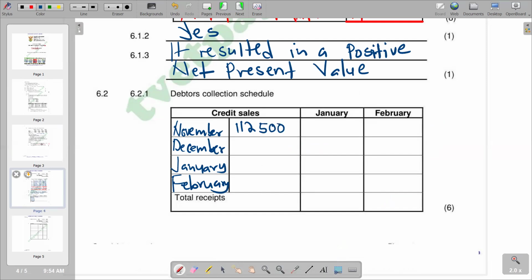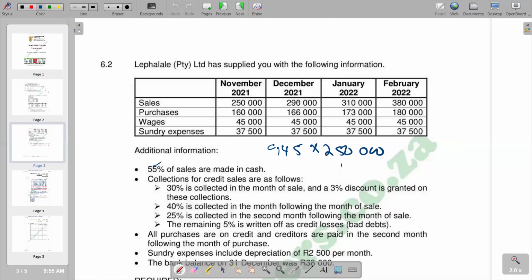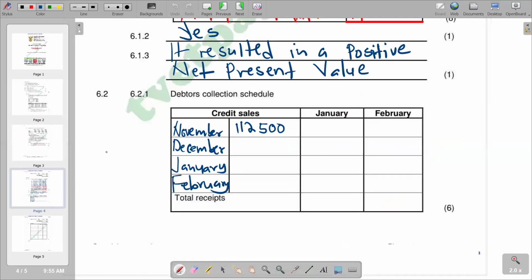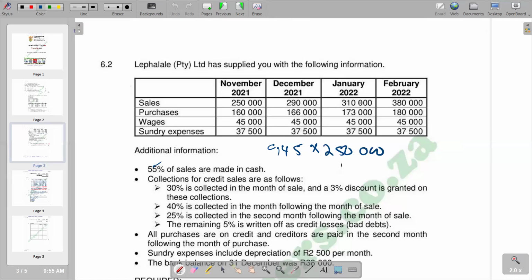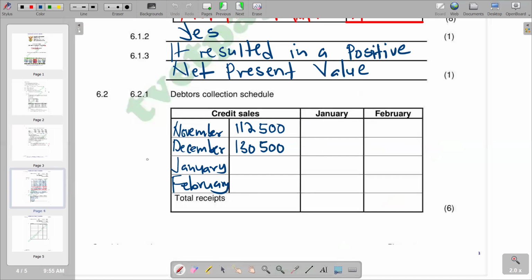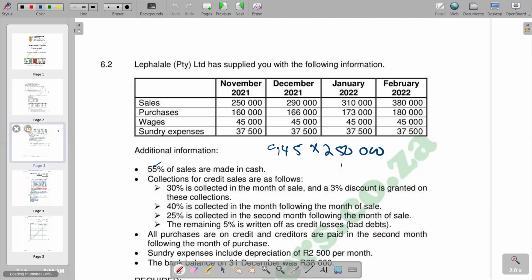And we do the same thing for December, whereby we have 290,000. So 290,000 times 0.45, and the answer that we get there is 130,500. So we do the same thing for January, 0.45 times 310,000, and the answer that we're going to get is 139,500. For February, it is 171,000.